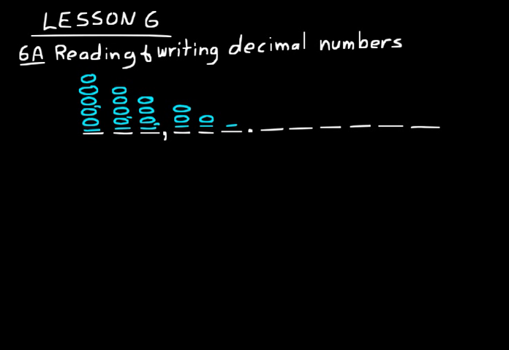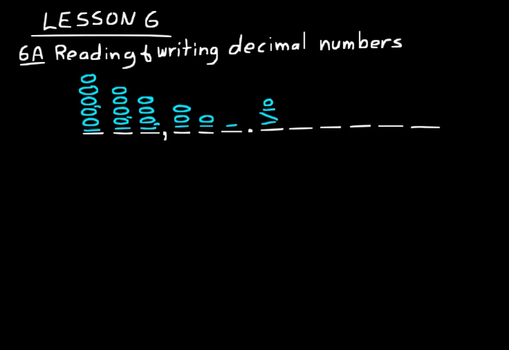Recognize the pattern here. Start with the 100,000s on the left. You divide by 10 to get the 10,000s, the next place. Divide by 10 to get the thousands, which is the next place. Divide by 10 to get 100. Divide by 10 to get 10. Divide by 10 to get 1. Go to the right side of the decimal point, and you divide by 10 again, and you get 1 over 10, the tenths place.